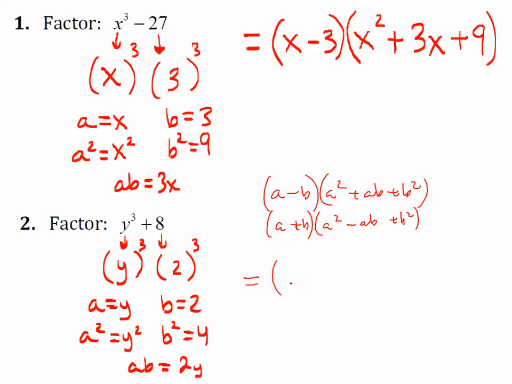As we do it, just follow the pattern here. So we got ourselves y plus 2, y squared minus 2y plus 4, done. Good there? And of course we're going to get more sophisticated. That was just to start us off.